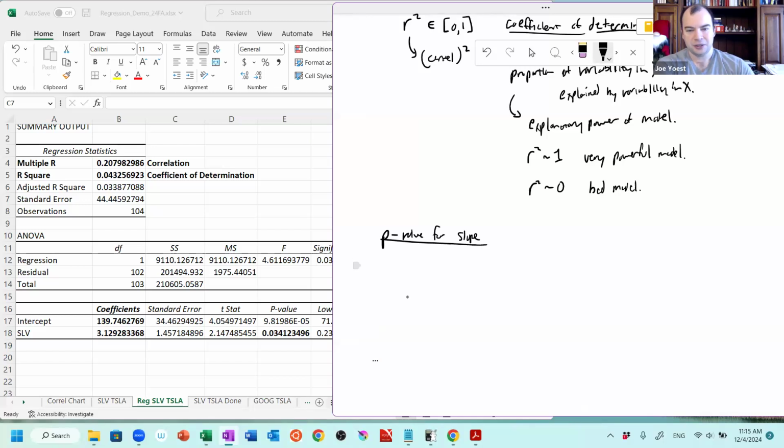So my population regression model would be y equals alpha plus beta x. And the regression model that I calculate off of data from sample data, y equals, let's say, a plus bx.